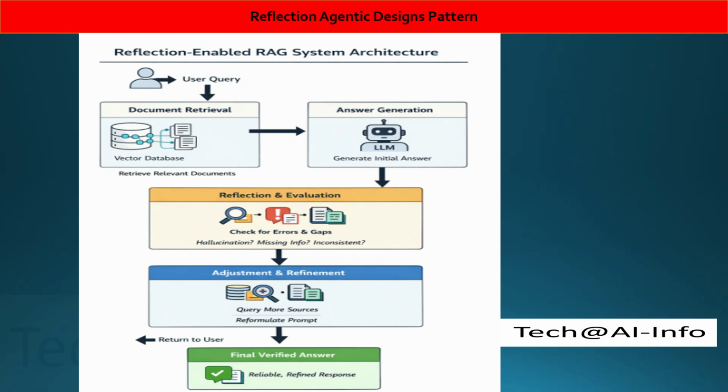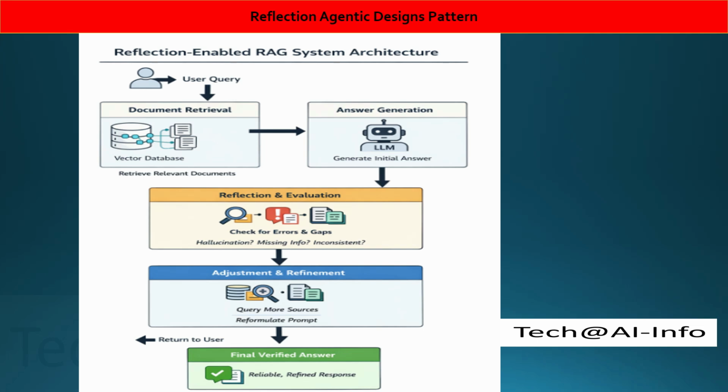Okay, so a reflection layer evaluates. Next is the reflection and evaluation layer here. A reflection layer evaluates the generated answer by asking: are the claims supported by the retrieved documents? Is any information missing? Is there any hallucination or inconsistency? Does the answer fully match the user intent? So these kinds of questions are asked here by the reflection.